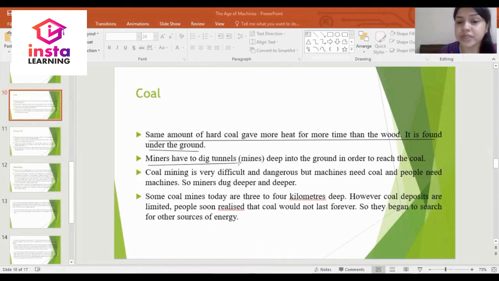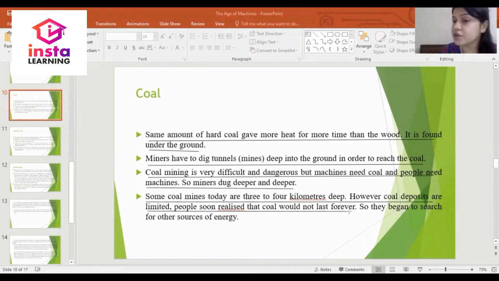Miners have to dig tunnels deep into the ground in order to reach the coal. Coal mining is very difficult and dangerous, but machines need coal and people need machines. So, miners dug deeper and deeper. Some coal mines today are 3 to 4 kilometers deep. However, coal deposits are limited now. People soon realized that coal would not last forever. So they began to search for other sources of energy.